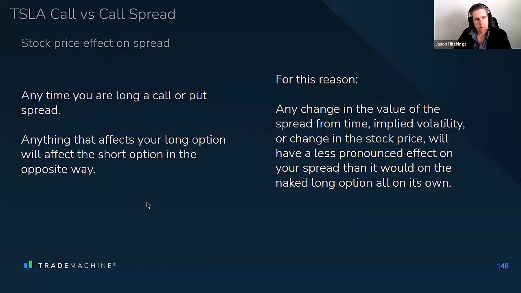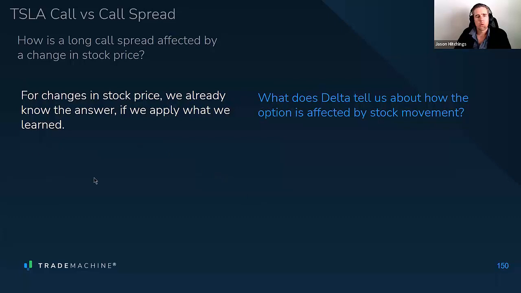So let's look at stock price. Whether it's a change in volatility, a change in stock price, change in implied volatility, there's always going to be a trade-off. If you're long the call spread where you paid money to get into the call spread, anything that positively affects the option is going to positively affect your call spread, but not as much as if you were trading the naked option. So when we look at stock price, we might actually be able to answer this question based off of what we already know.